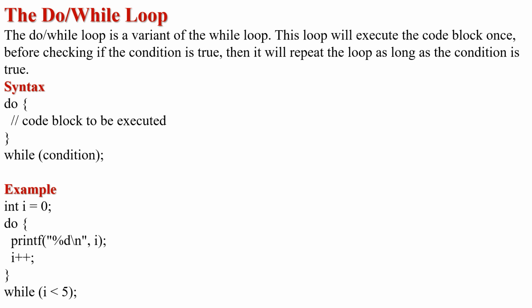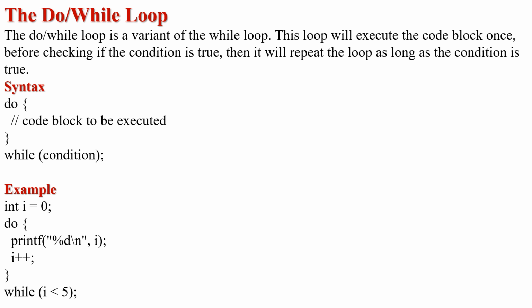Next is the do while loop. This is a variant of the while loop. In this, the loop will execute the code block once before checking if the condition is true. Then it will repeat the loop as long as the condition is true. So this is called an exit controlled loop. So do, code block to be executed, and next it checks the condition.